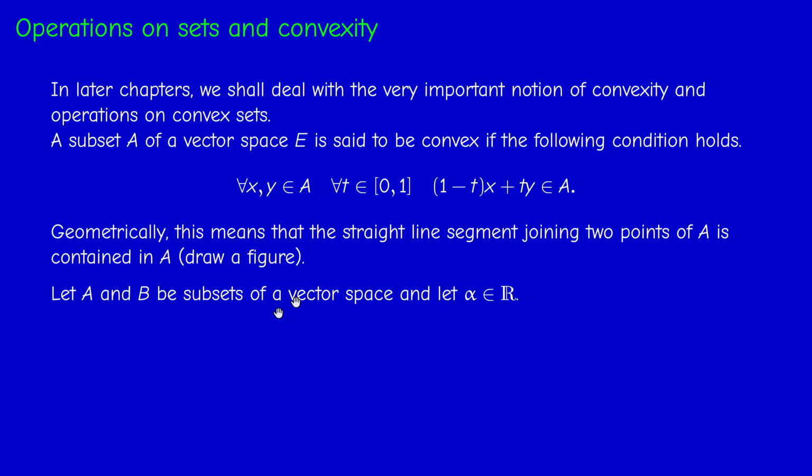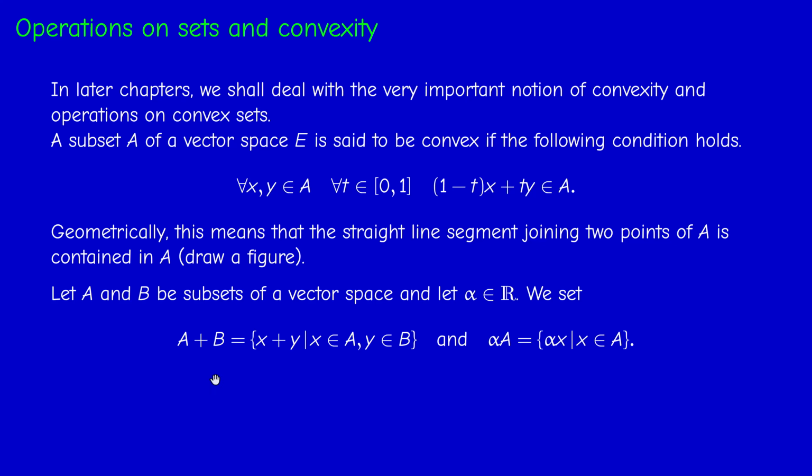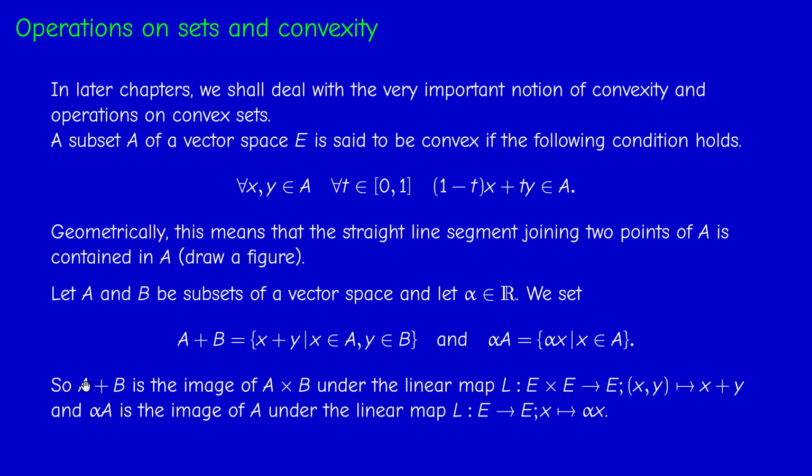Now, just for notation, because we shall use it later, if you have two subsets A and B of a vector space and alpha is a real number, we can define the sum of two sets in the usual way. A plus B is the set of elements x plus y, where x is in A and y is in B, and alpha A is the set of multiples by alpha of elements of A. We can observe that A plus B is the image of the Cartesian product A times B under the map that to each couple (x, y) associates the sum. This is important in order to understand later properties of compactness and so on.